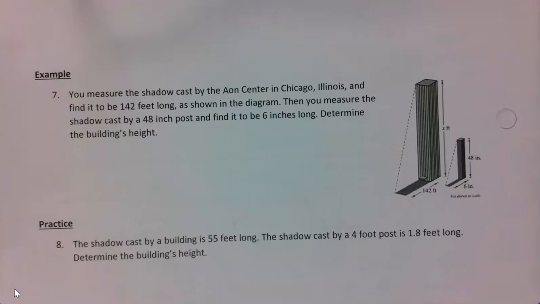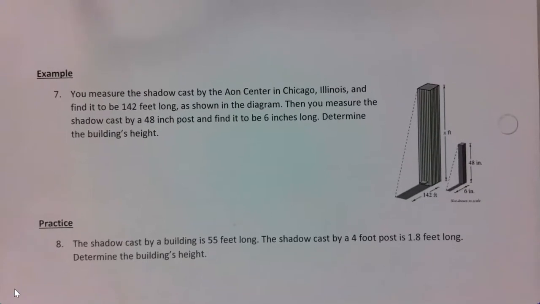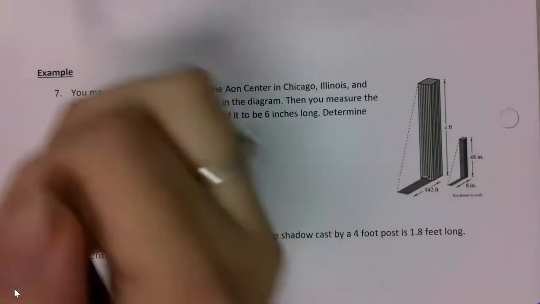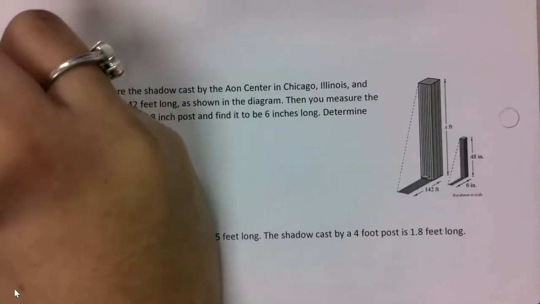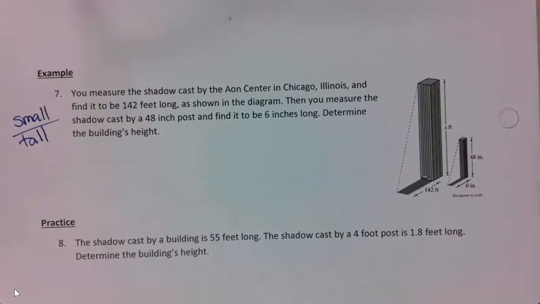So number 7 is telling me that we measure the shadow cast by this building in Chicago, and we find it's 142 feet long, as shown in this picture. Then we measure the shadow cast by a 48-inch post and find it to be 6 inches long. Determine the building's height. So what I want to do here is I'm going to use the smaller object divided by the taller object for my ratio. So I'm going to do small divided by tall. And I'm going to set up 2 equivalent ratios and use those to solve.